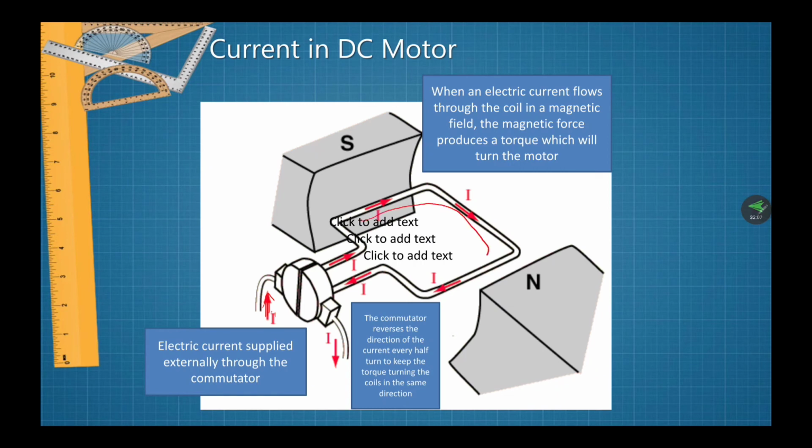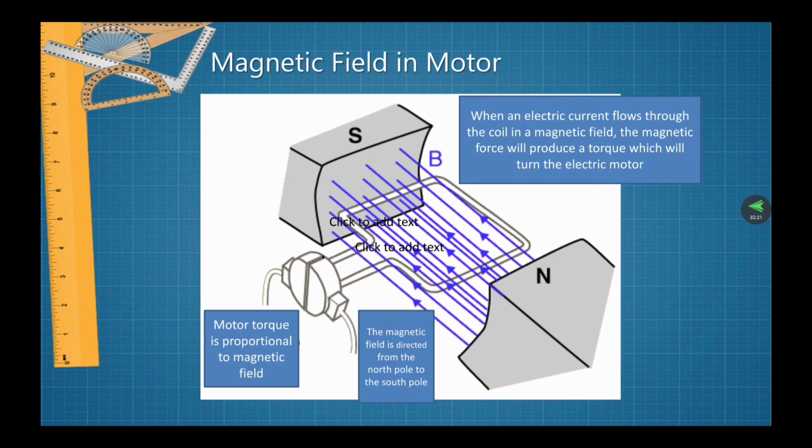It occurs when the electric current flows through the coil in a magnetic field, and the magnetic force produces a torque which will turn the motor. When electric current flows through the coil in a magnetic field, the magnetic force will produce a torque which will turn the electric motor.